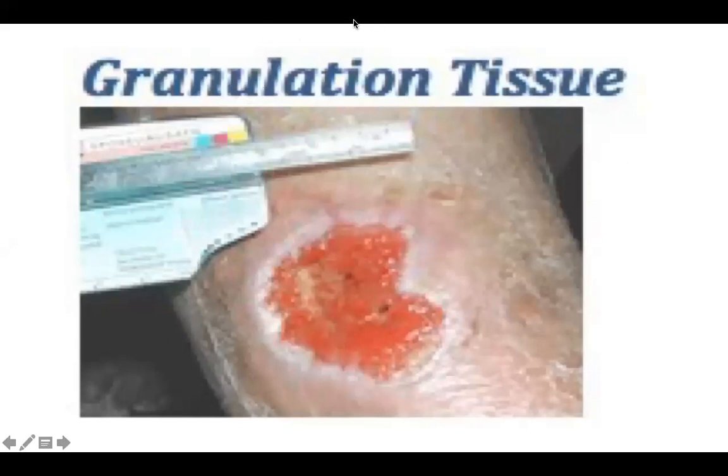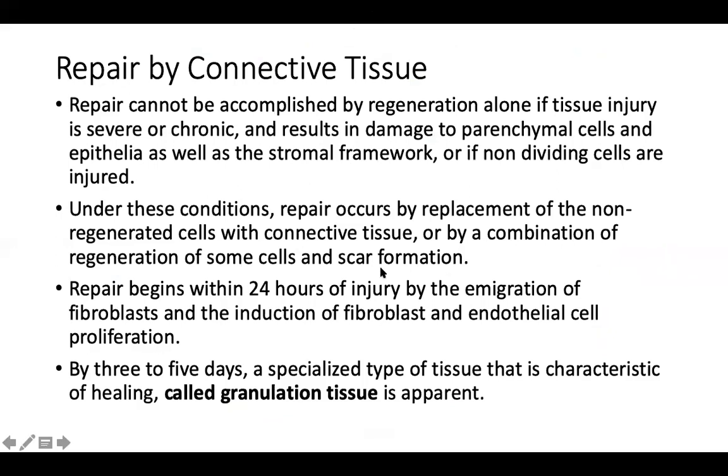So remember, regeneration works under the following conditions. The injury must not be severe or chronic. The parenchymal cells must be intact. The framework also should be intact. And the cells themselves should have the capability to regenerate, like we have seen in continuously dividing cells. Otherwise, if there is no such ability, what is going to happen is repair by connective tissue, or sometimes called repair by scar deposition.